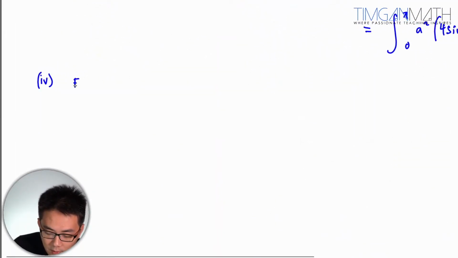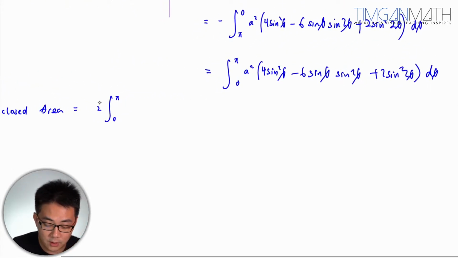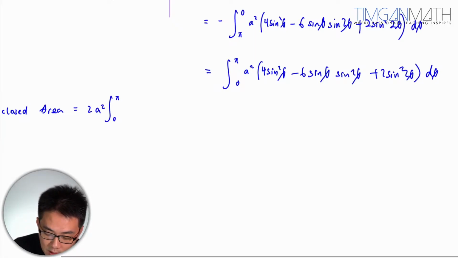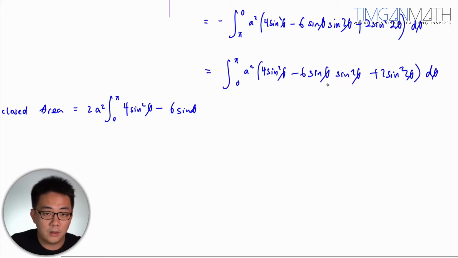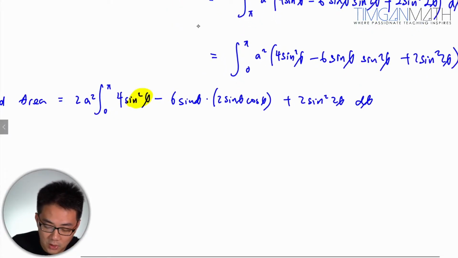So the enclosed area would just be twice of what we found in the first part, which is this one, right? Twice of it because of the line of symmetry there. So once this is done, we just put a square and then it will be 4 sine square theta minus 6 sine theta. Now this sine 2 theta, they're multiples of each other, so I'm just going to use a double angle there: 2 sine theta cosine theta plus 2 sine square theta, 2 theta, d theta.